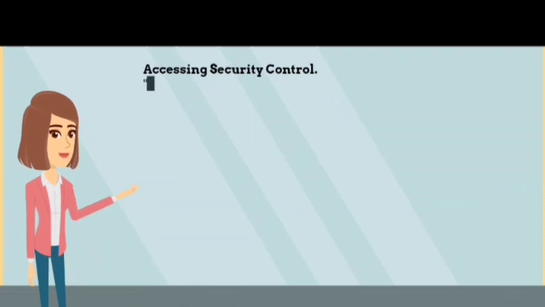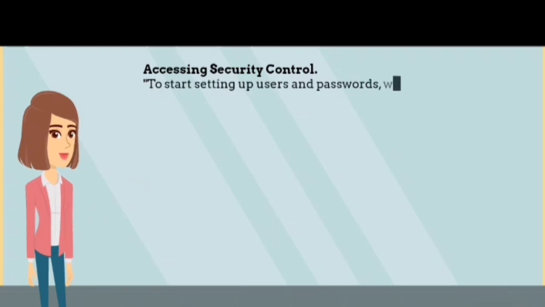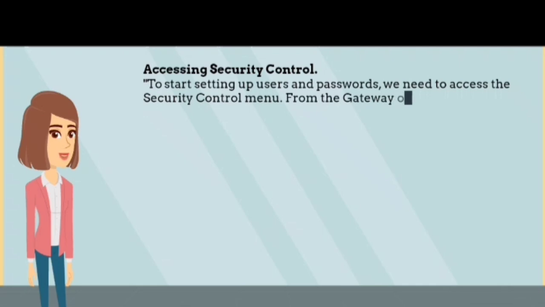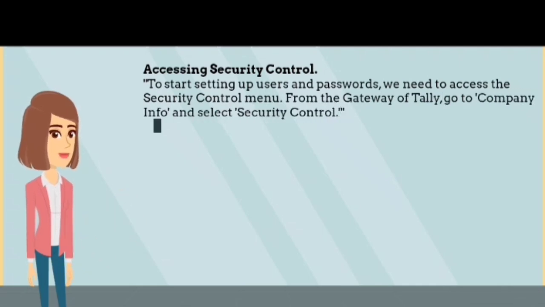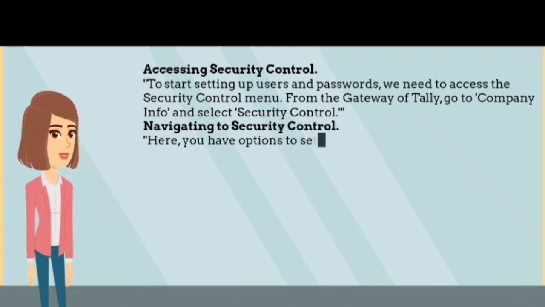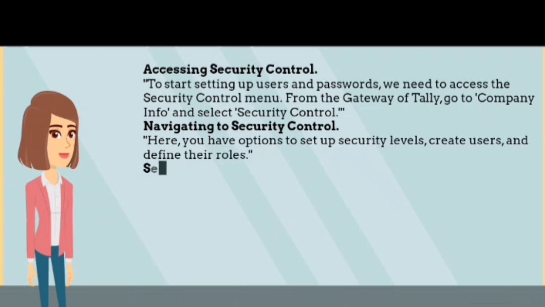Access. To start setting up users and passwords, we need to access the Security Control menu. From the Gateway of Tally, go to Company Info and select Security Control. Navigating to Security Control. Here, you have options to set up security levels, create users, and define their roles.